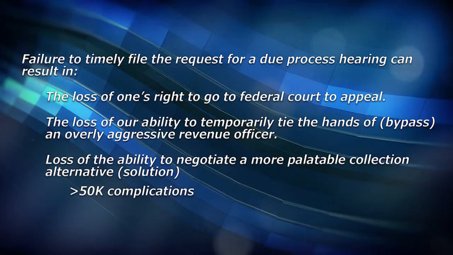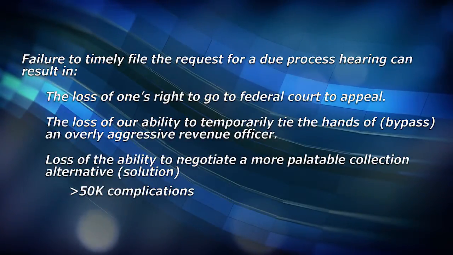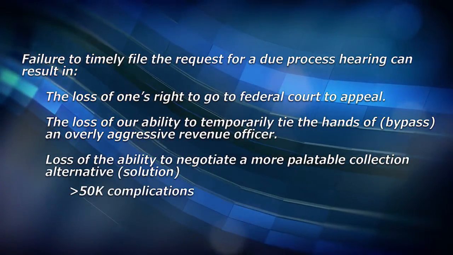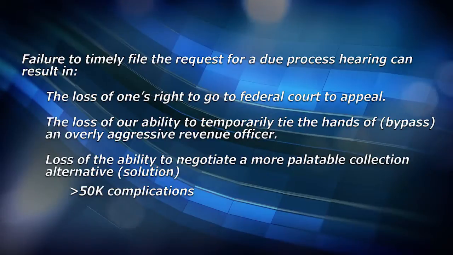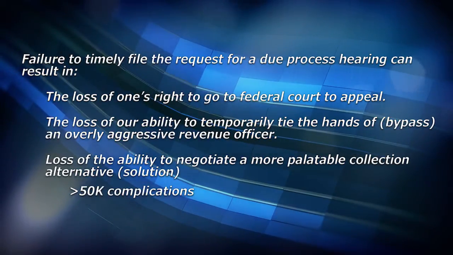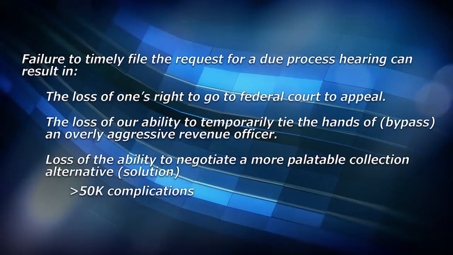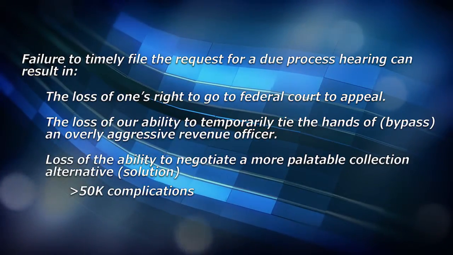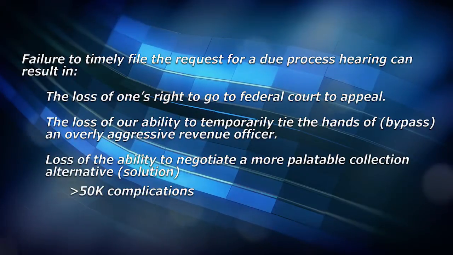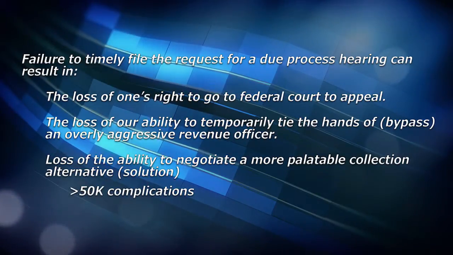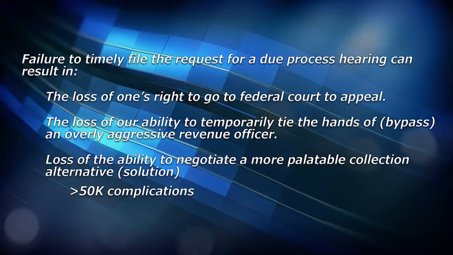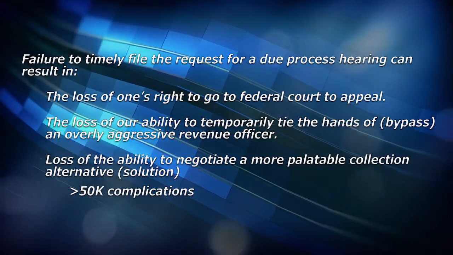Now, if you get nothing else out of this video, the failure to file a collection due process appeal or hearing within that 30-day window causes lots of problems. Number one, you lose the right to take your issue to federal court if you disagree with the resolution reached in appeals. You lose the opportunity to temporarily tie the hands of an overly aggressive, sometimes, in my opinion, abusive revenue officer and gain the high ground. You can lose the ability to negotiate a more palatable collection option. In other words, you might have to take what that revenue officer is demanding rather than reaching an agreement that's more palatable to you.